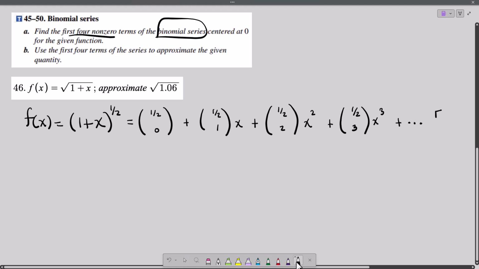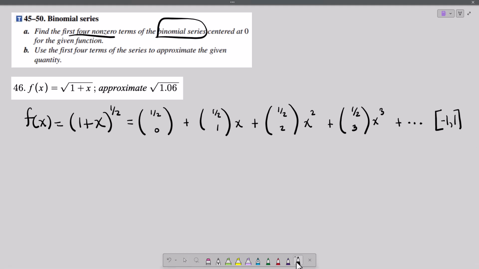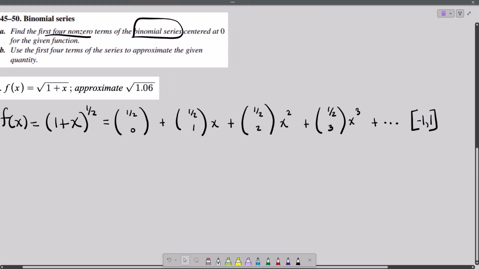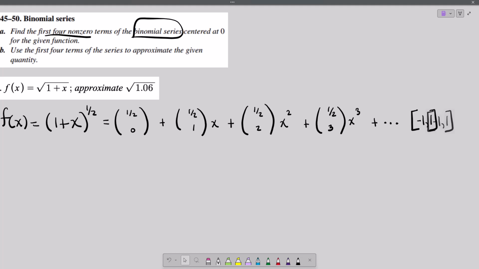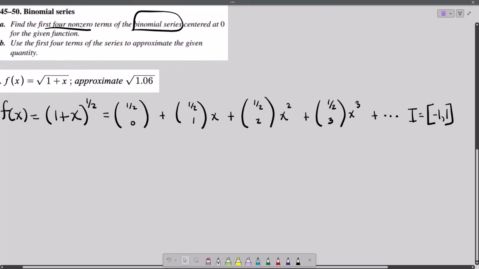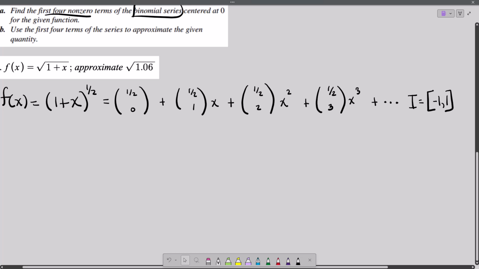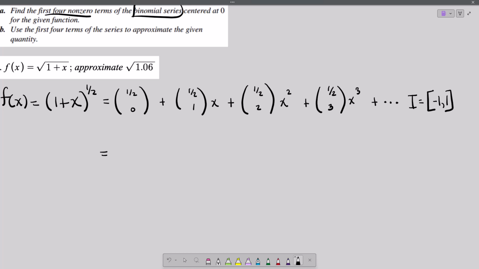So -1 to 1, that is our IOC. I should write I equals that thing. So I equals that, interval of convergence. All right. Now with these ones, there is no way to write it in closed form other than that hideous way that we saw above. So with a binomial series, we always are leaving it in expanded form. So just multiply it out.